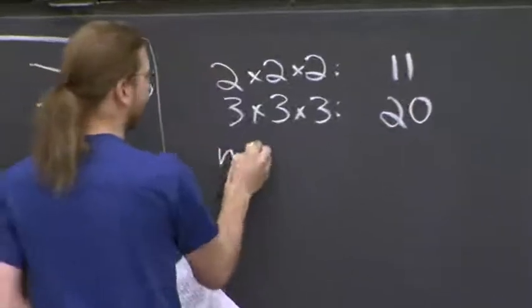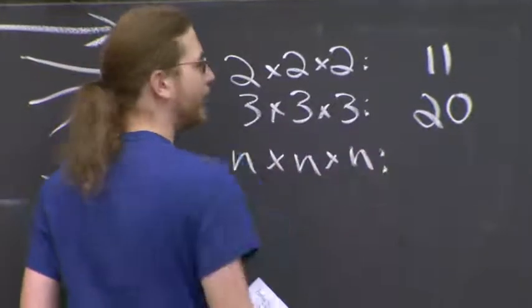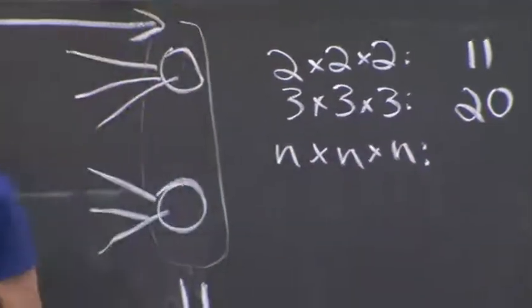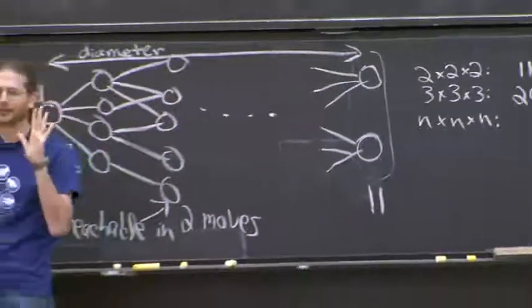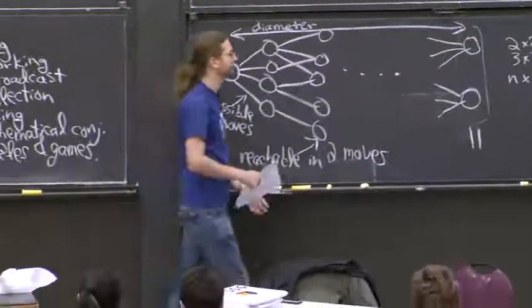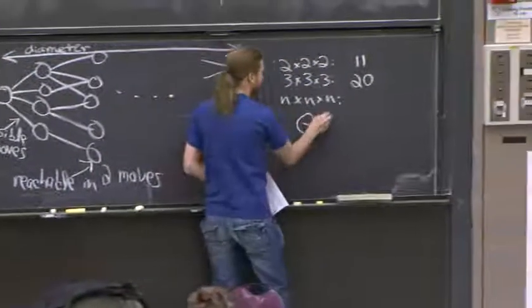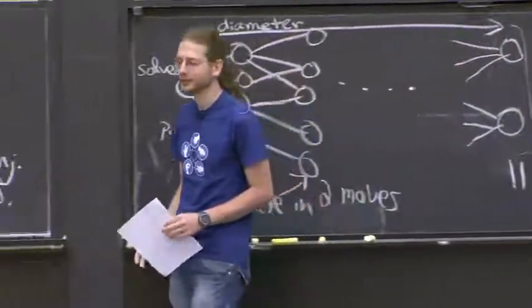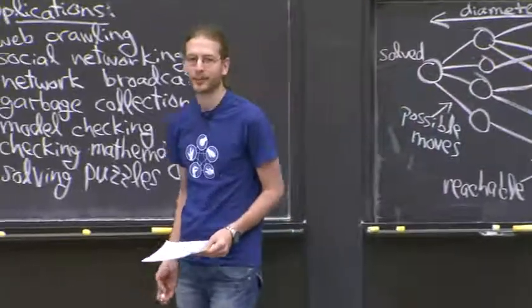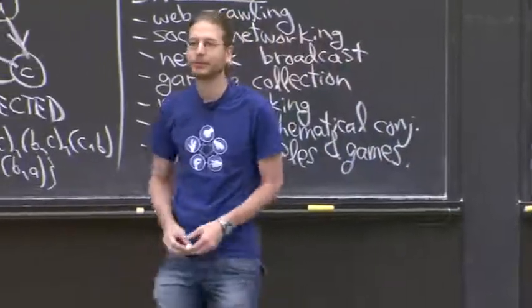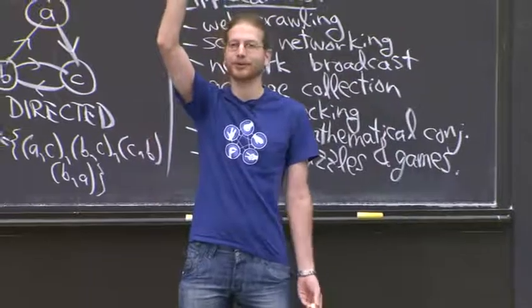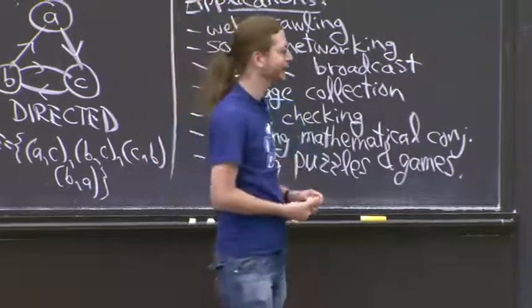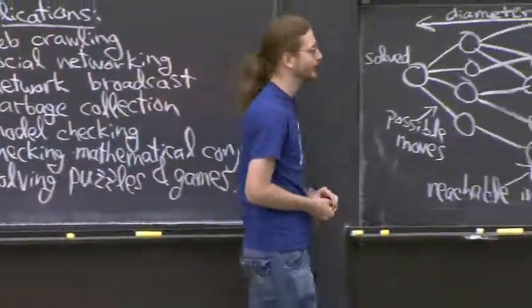any guesses what the right answer is for an n by n by n Rubik's Cube? What's the diameter? Not an exact answer, because I think we'll never know the exact answer. But if I want theta something, what do you think the something is? How many people here have solved a Rubik's Cube? Ever? OK, so you know what we're talking about here. Most people have worked on it.